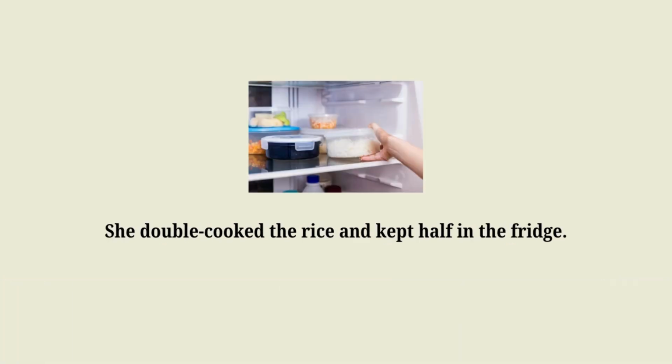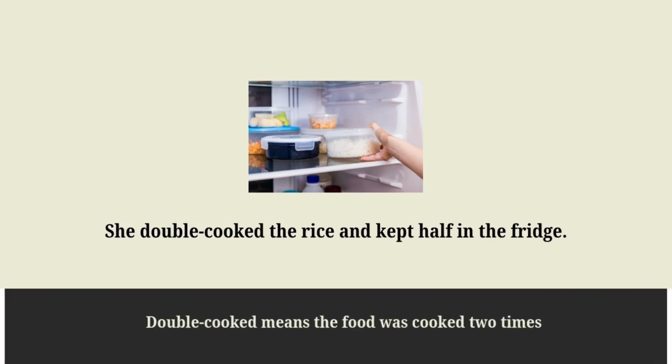She double-cooked the rice and kept half in the fridge. Double-cooked means the food was cooked 2 times. First fully, then cooked again, like frying, baking, or reheating, to change the taste or texture.